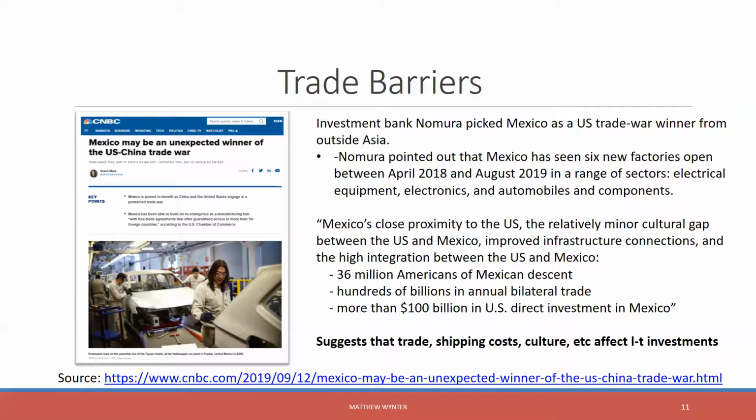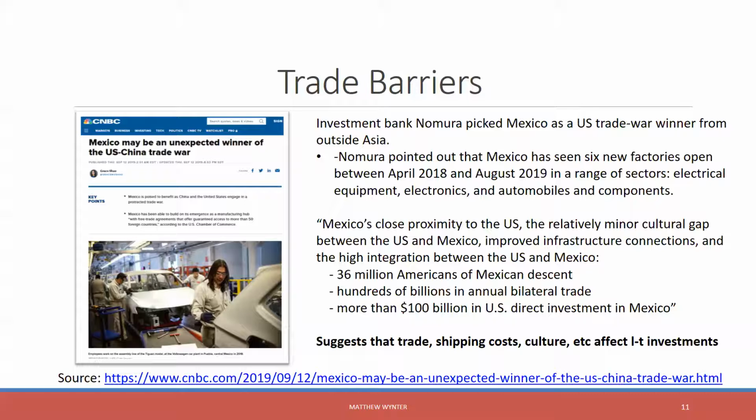And here's the argument. The investment bank noted how within about a year's time span, maybe less than a year, there's a range of sectors that have had new facilities open up in Mexico. Everything from electrical equipment to auto to component parts, etc. And the argument that's made in the article from the investment bank is essentially that Mexico enjoys really close proximity to the US, and a relatively minor cultural gap between the US and Mexico.